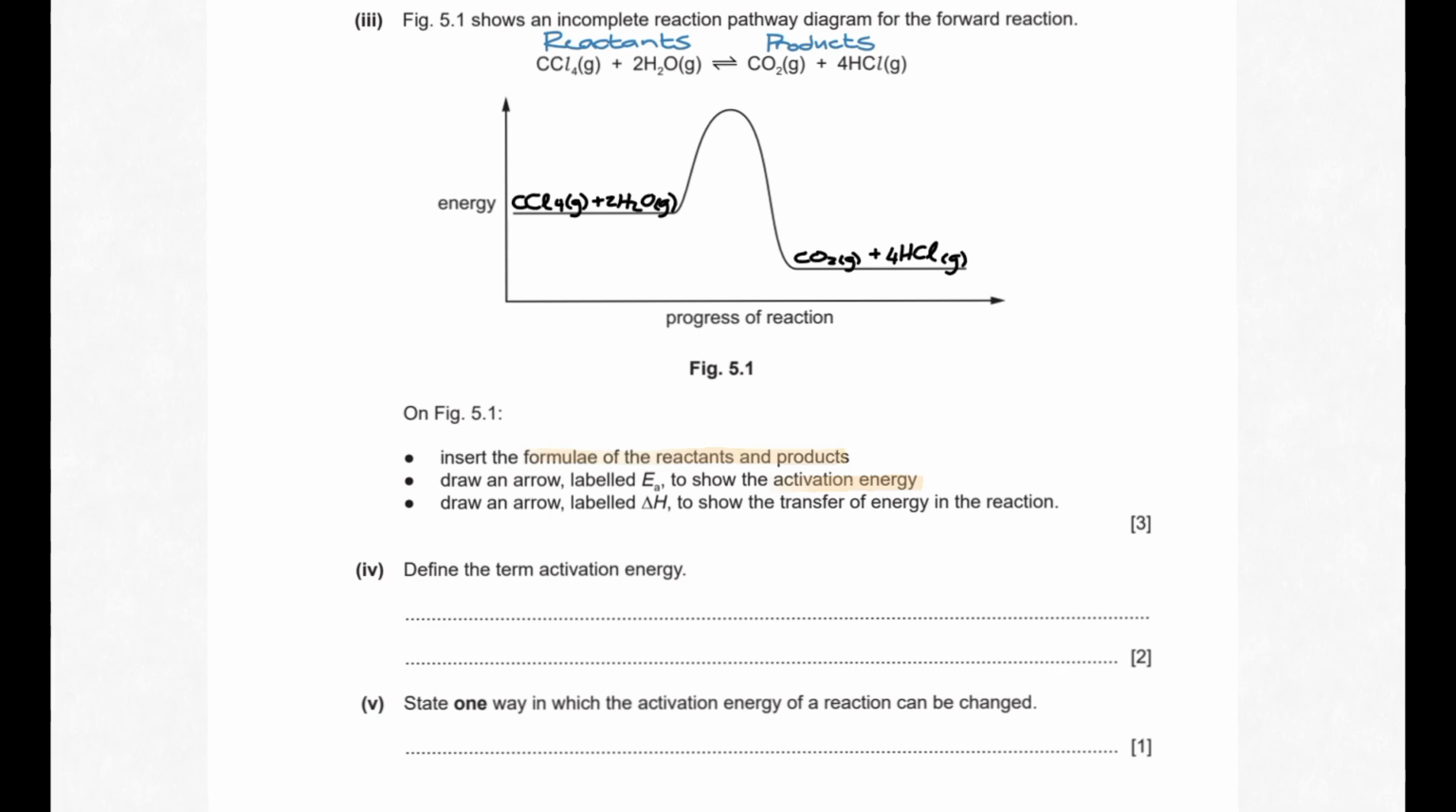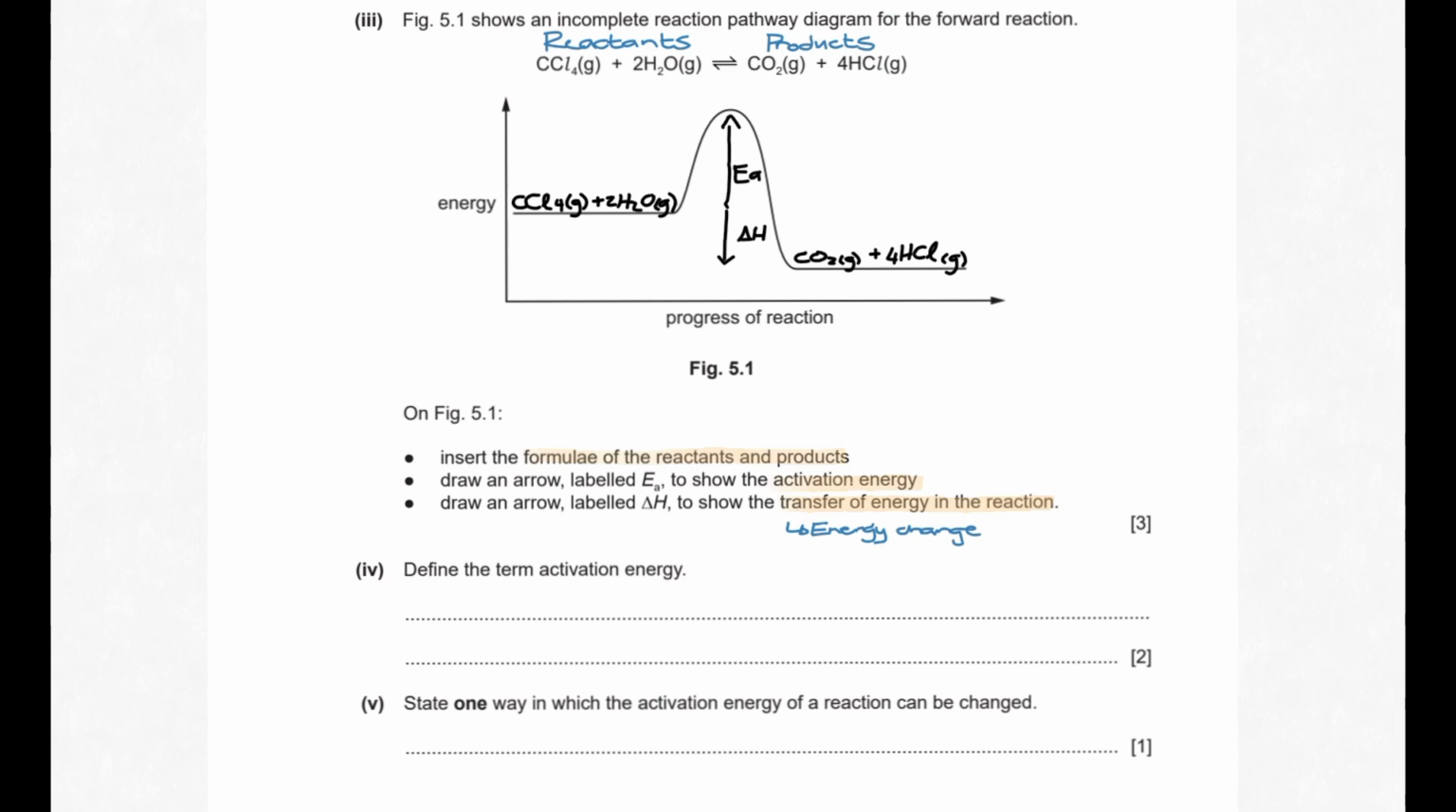Next, they ask us to draw an arrow labeled EA to show the activation energy. So this arrow will be from the level of my reactants up to the maximum level of my energy. Then lastly, they ask us to draw an arrow labeled delta H to show the transfer of energy in the reaction. So remember, this is an exothermic reaction because it releases energy, so my arrow needs to point downwards. My delta H will be the energy change, so my arrow will be from the level of my reactants downwards to the level of my products.